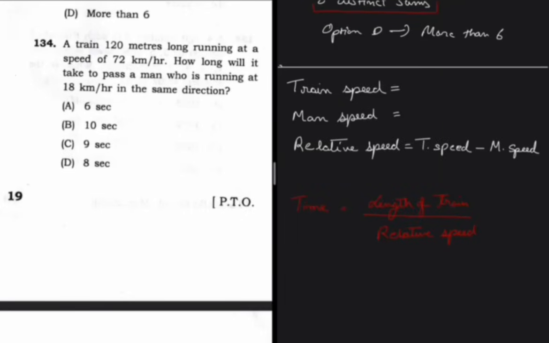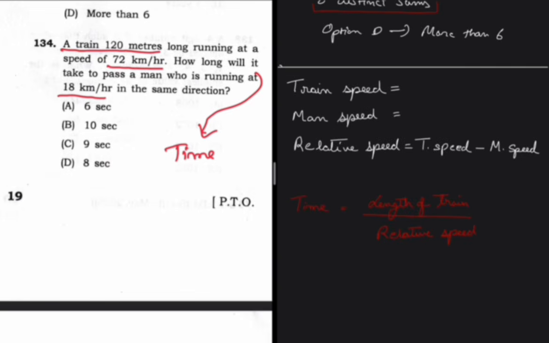Now we'll be moving to question number 134. It says a train 120 meters long running at a speed of 72 km per hour. How long will it take to pass a man who is running at 18 km per hour in the same direction? What we need to find in this question is the time. So we'll note down what is given in the question.